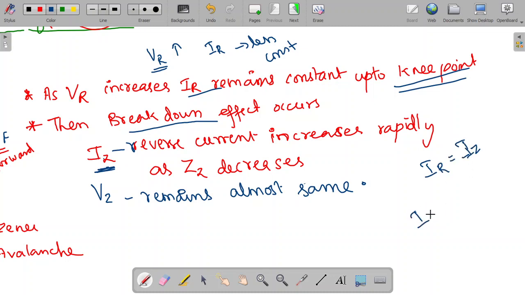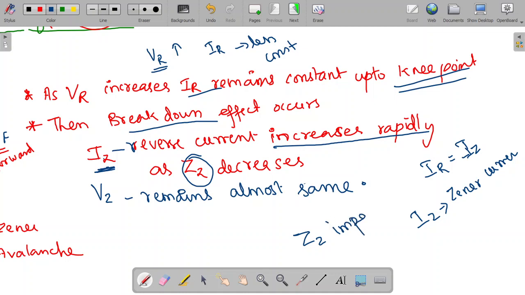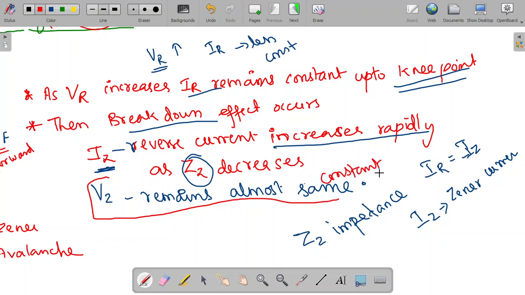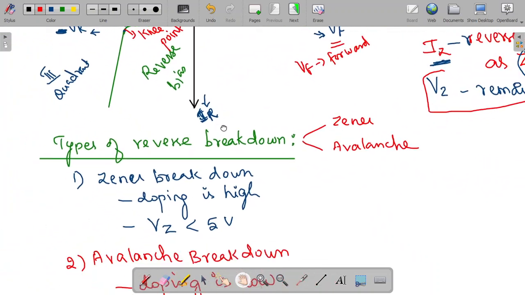What is the meaning of IZ? IZ is the Zener current. This Zener current increases rapidly, a very high current. But what happens here is that Z decreases. What is Z? That is the impedance of the Zener diode. The impedance of the Zener diode decreases, that's why VZ remains constant and stable. This is the principle of operation of the Zener diode.